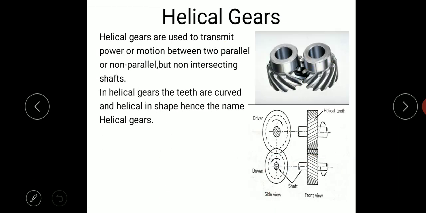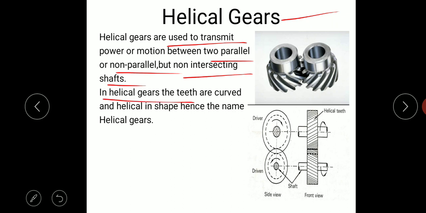The third one is helical gears. Helical gears are used to transmit the power or motion between parallel or non-parallel but non-intersecting shafts. Whereas spur gears are used to transmit the power between two parallel shafts, bevel gears are used to transmit the power between two intersecting shafts, and the helical gears are used to transmit the power between parallel as well as non-parallel but non-intersecting shafts.